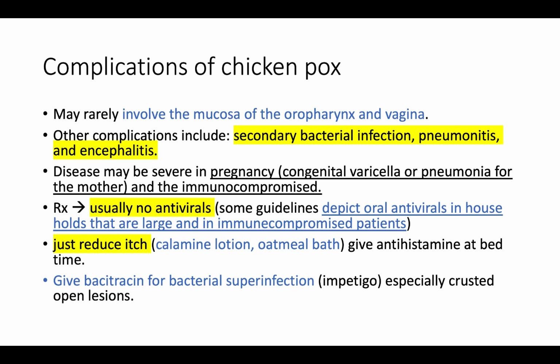So disease may be severe in pregnancy, again, congenital varicella or pneumonia for the mother and the immunocompromised. Treatment, usually no antivirals here. Some guidelines depict oral antiviral in households that are large and immune-compromised patients. أهم شيء حكينا, you want to reduce the itch, so calamine lotion, oatmeal bath, antihistamines at bedtime. Basic tracing is بصير معهم bacterial super infections, and that's it.